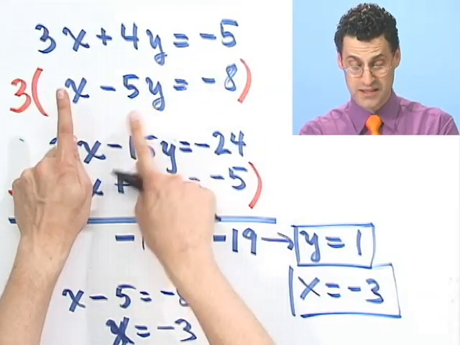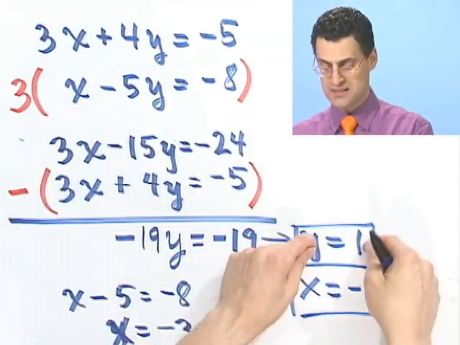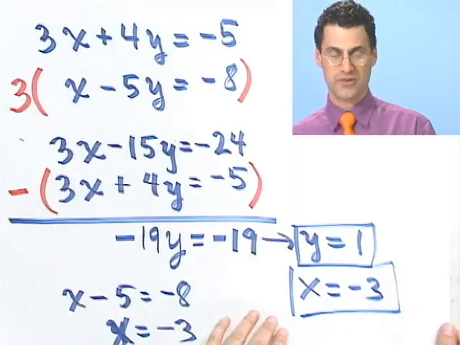And if you plug it back in here, you see a minus 3 minus 5 is minus 8. So notice that this is a solution to both of the equations at the same time. I did it by eliminating one of the variables.